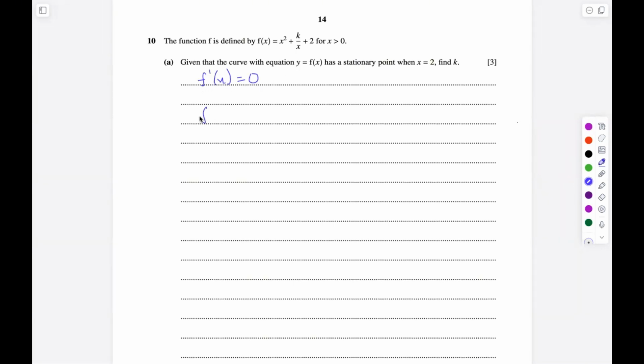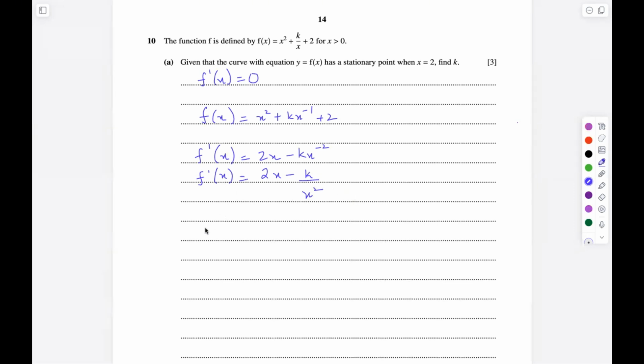Now, for the stationary point, we know that the derivative f dash of x will be equal to 0. So in the first step, we can write the expression as x squared plus k x to the power minus 1 plus 2. Now, when x is 2, the dy dx will be 0. First finding the expression for the derivative, that will become 2x. Minus 1 will multiply by k, and the power will decrease by 1. And the derivative of 2 will be 0. So we can write the expression for f dash of x as 2x minus k upon x squared.